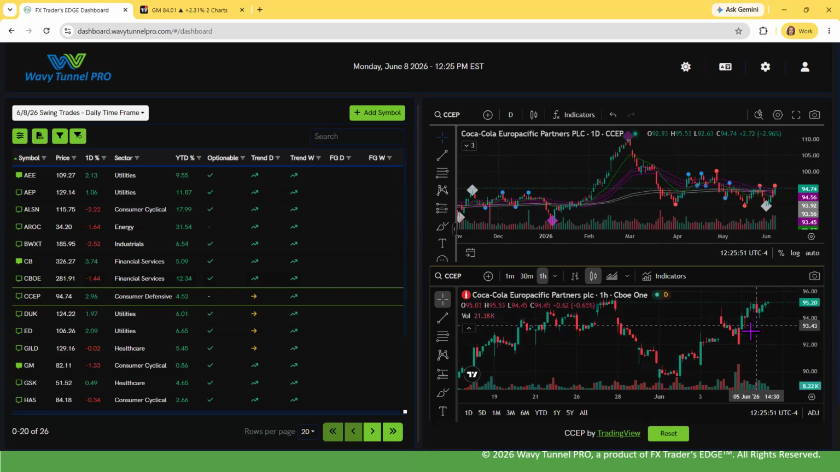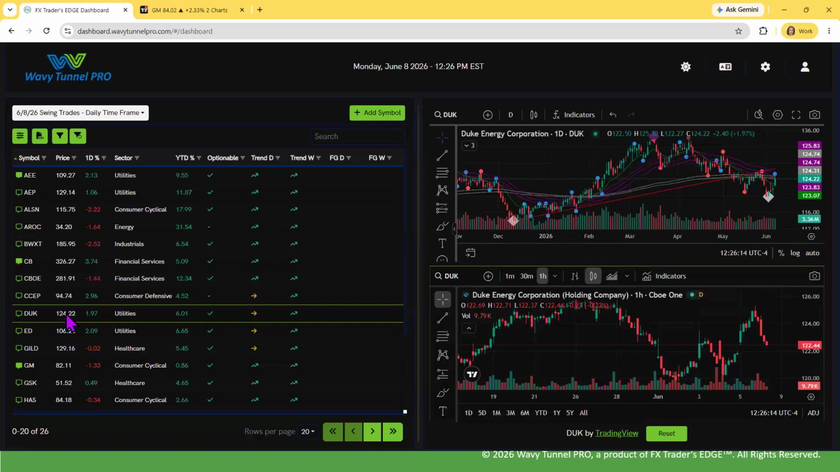Okay, this is off the lows, so this is trading higher today. This isn't bad. The wave is in the tunnel, but I like the price action here. So this would be okay. This would be okay to take a look at in terms of taking a trade.